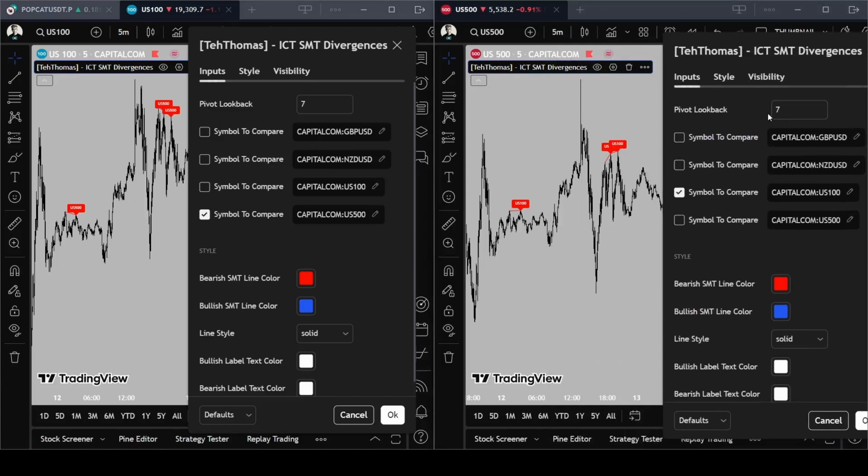So the pivot lookback is the sensitivity. So if you want more differences, you have to put it lower. And if you want less differences, you will put it higher.